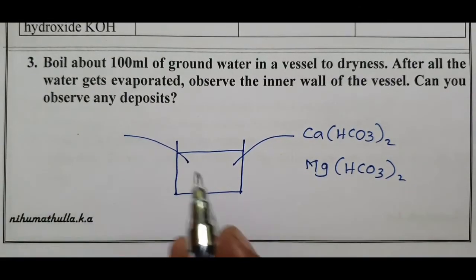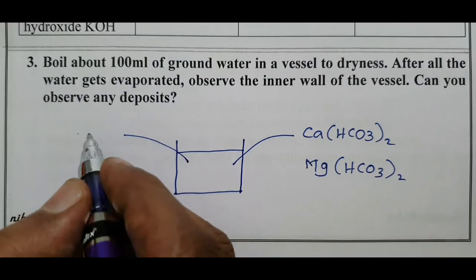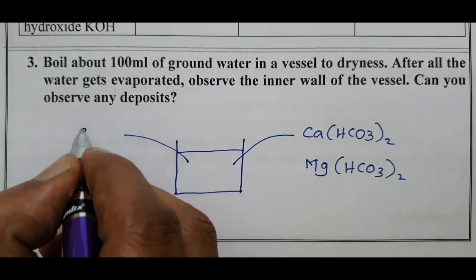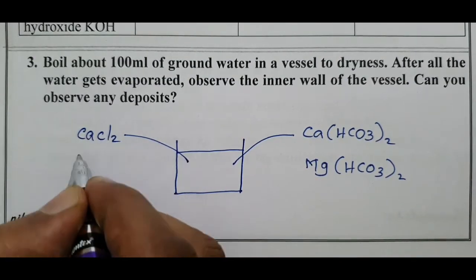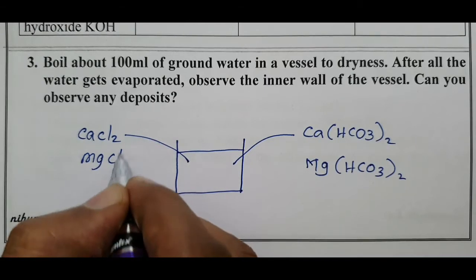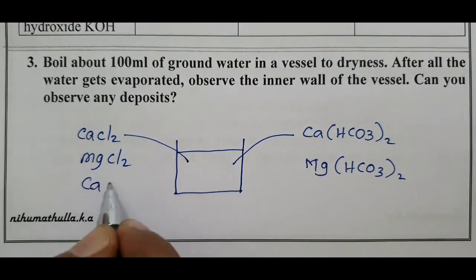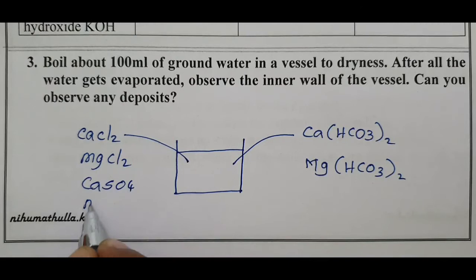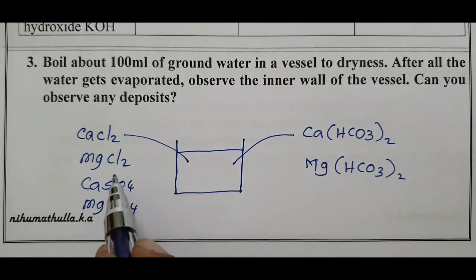Permanent hardness salts are chlorides and sulfates of calcium and magnesium 2+ ions. Calcium chloride, magnesium chloride, calcium sulfate, calcium is an alkaline earth metal, magnesium sulfate. These 4 are permanent hardness causing salts.